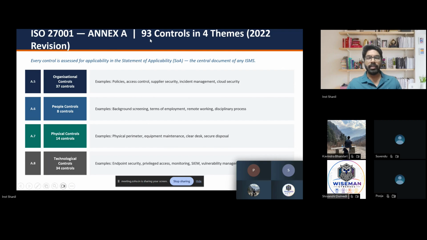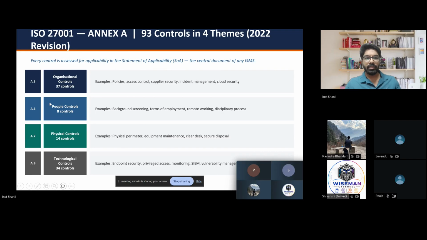Now, these 93 controls are further divided into four categories: 5, 6, 7, and 8. First one is organizational controls, which has a count of 37. Next are people, then physical and technological controls. So these are the four categories which comprise the 93 controls under the ISO 27001 framework. So this is the most important part. Now, what are organizational controls? Organizational controls can be anything around the development of policies, procedures, SOPs, access controls, the security of the vendors, incident management, cloud security, and so on.